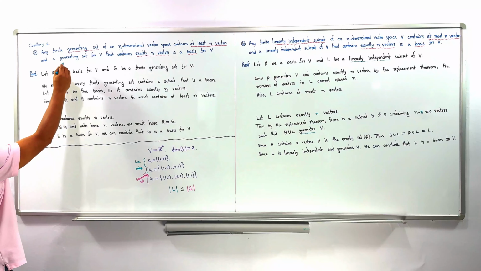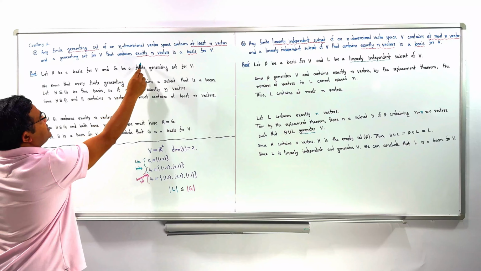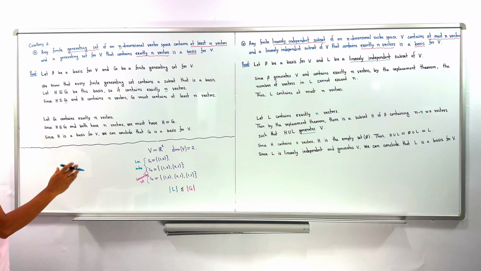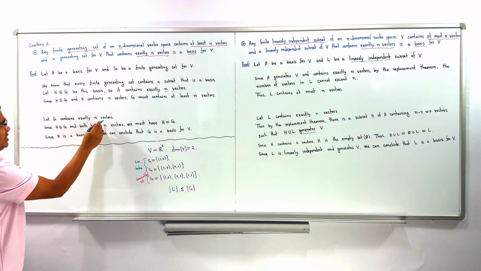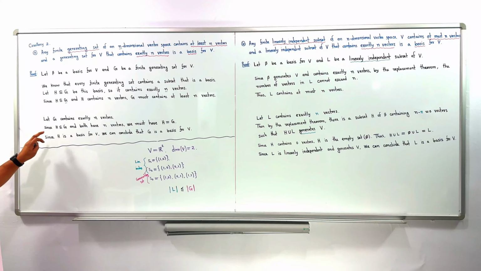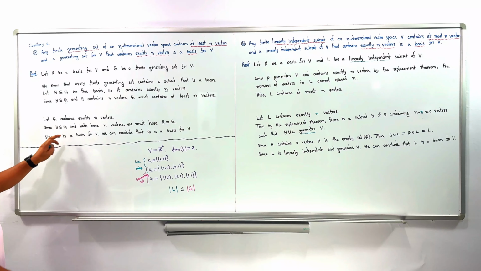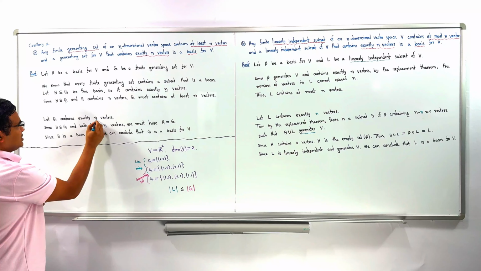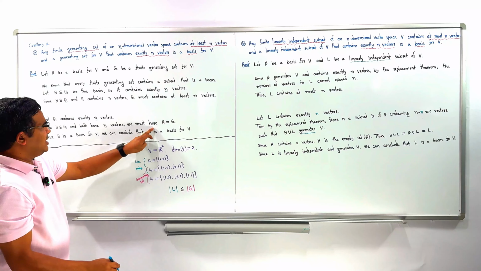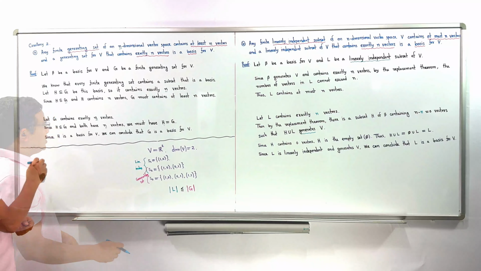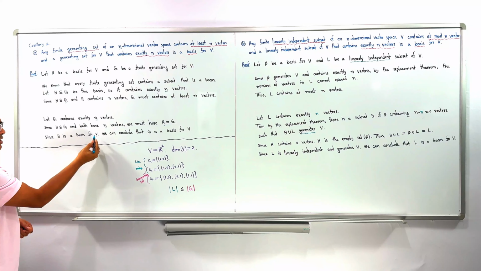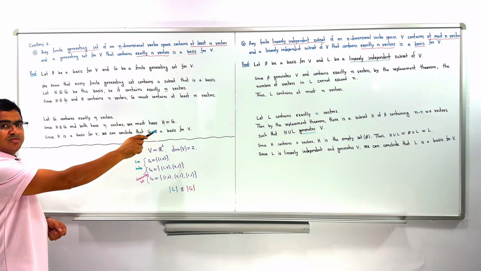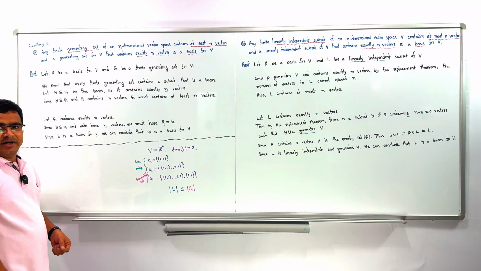Now, if a generating set contains exactly n vectors, then we want to prove that it is a basis for V. So, let G contain exactly n vectors. Since H is a subset of G and H has n vectors, G also has n vectors. So, we must have H equals G. Since H is a basis for V and H equals G, G is also a basis for the vector space V. So, we are also done with the second part.